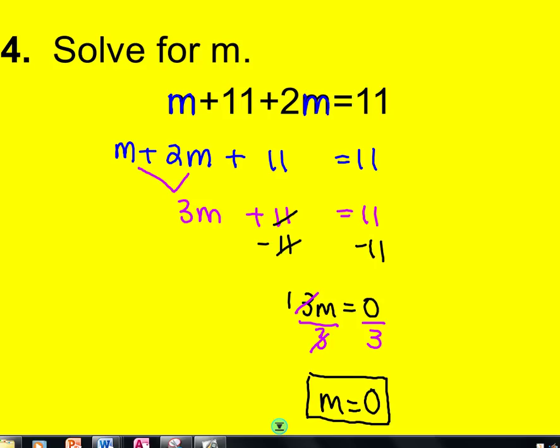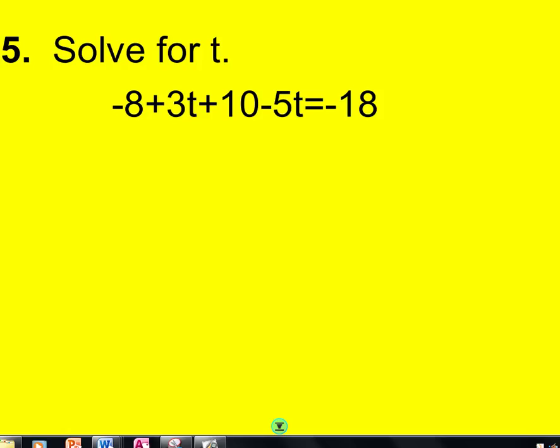Last question, guys. Number 5, and this is the most complicated of them all. So I have a combination of two different like terms, two pairs of like terms. So first, I want to point out that I do have constants. I have two constants that I'm going to have to add together. So I have negative 8 plus 10. So that needs to be added together. I also have 3t and that is being added to negative 5t.